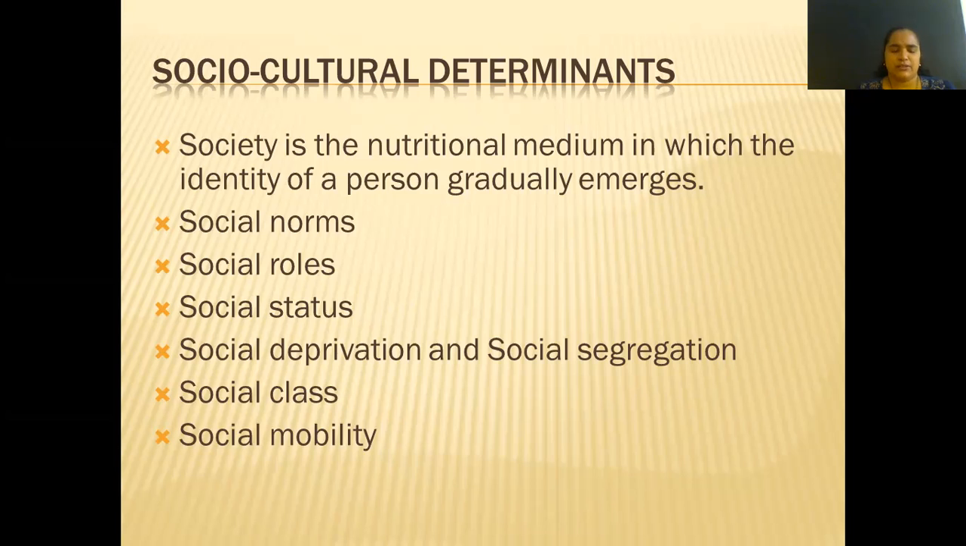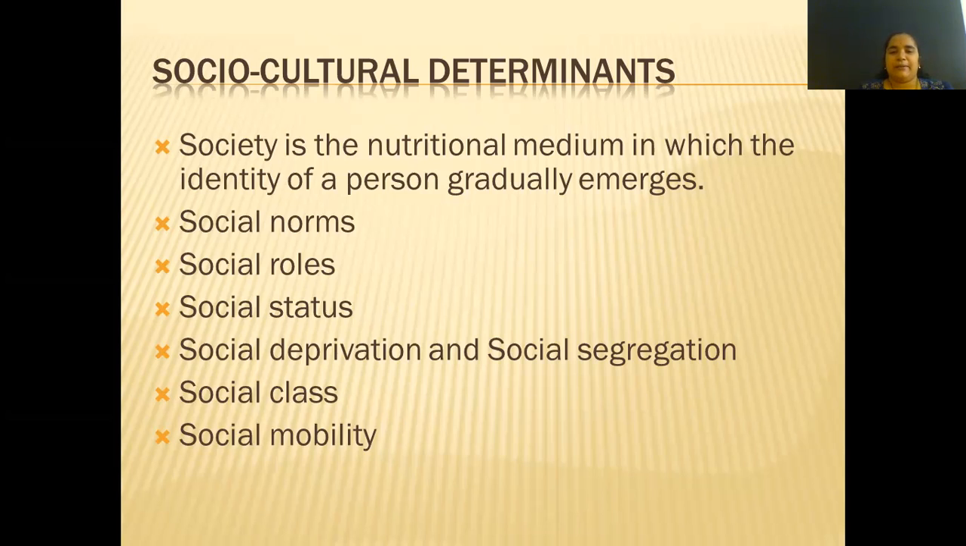Then the next socio-cultural determinant is social roles. Roles means the act, or the character, we have to play as a being in a society or in a group of people. We have the roles of a parent, a child, elder brother or sister, younger brother or sister, husband, wife, teacher, a professional, a boss, a leader. All of these have certain responsibilities.